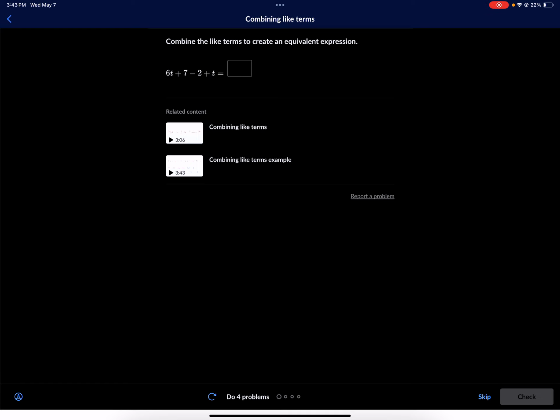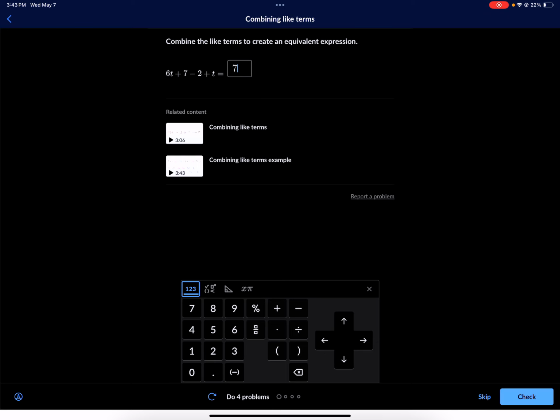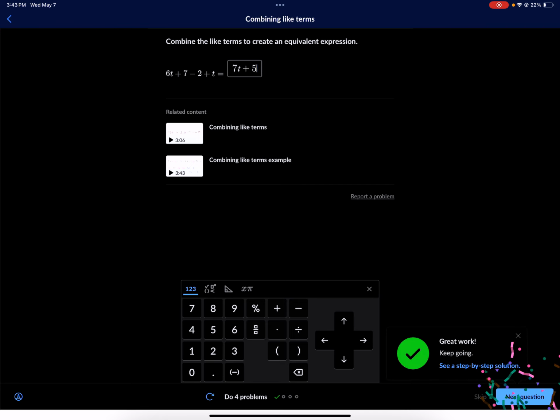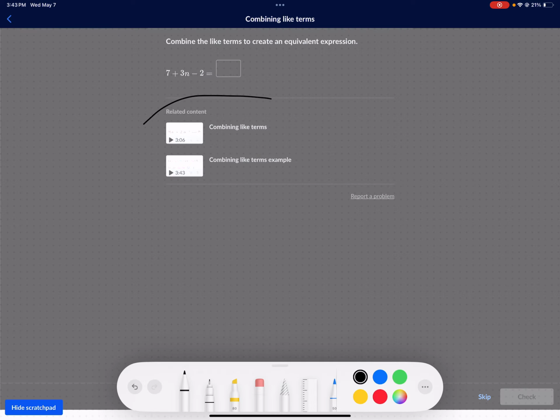Okay, combine like terms. We discussed this already, so any term that has the same variable or just any coefficient. So 7 minus 2, those are like terms. You can combine them. It's 5. And then 6t plus t, they both have t. So 6t plus t is 7t. So 7t plus 5. See how I got that? Because 6 plus 1 is 7, and then 7 minus 2 is 5. So, good work. Oh, I forgot to check, but happy studying, and here are the videos.